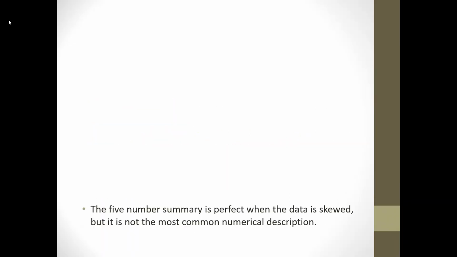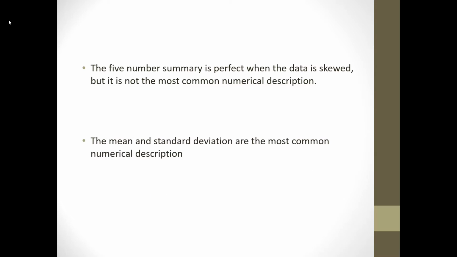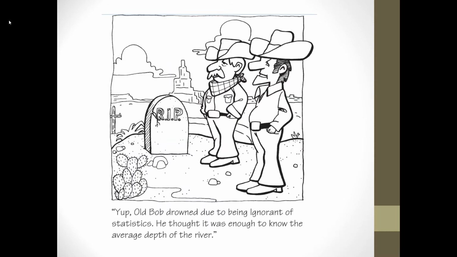Okay, here we go. So the 5-number summary is perfect when the data is skewed, but it's not the most common numerical description. The mean and the standard deviation are the most common numerical description. But if the data is skewed, the median and the 5-number summary often represent center better than the mean.